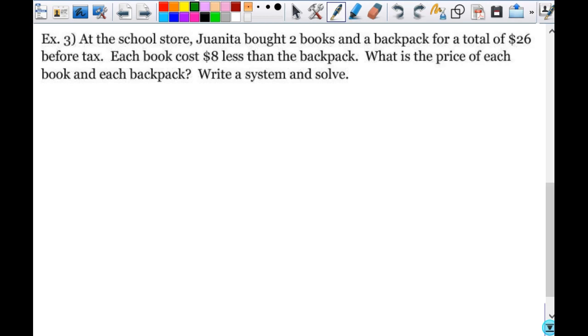So let's just look at our equations. At the school store, Juanita bought 2 books and a backpack for a total of $26. So this is what happened the first time I worked this problem. I said, okay, so 2 books plus, and then I went, oh crap, backpack starts with a B too. So that's when I went with P.